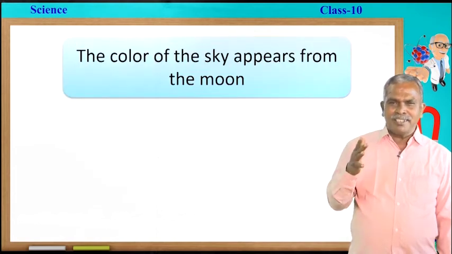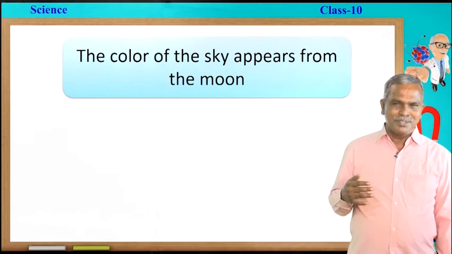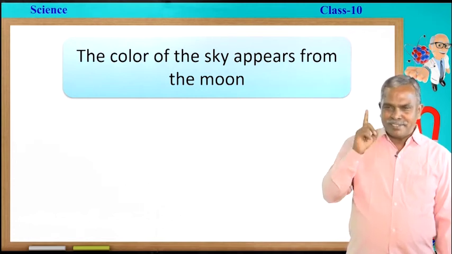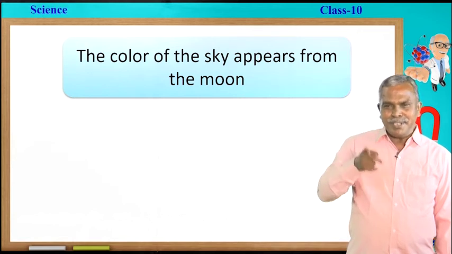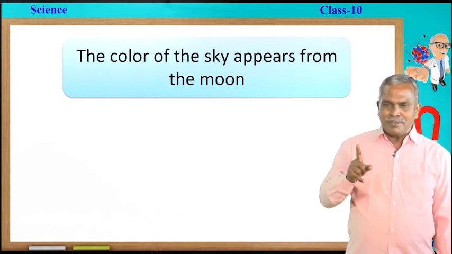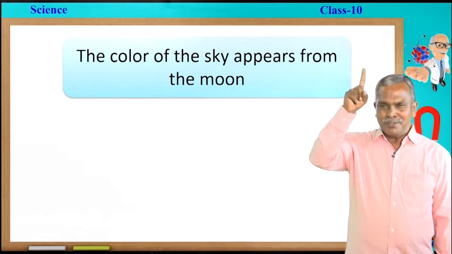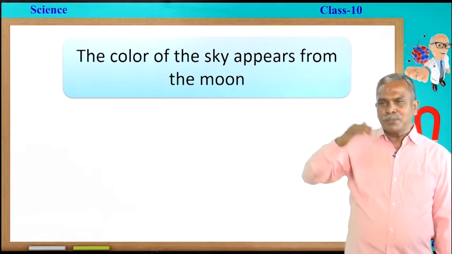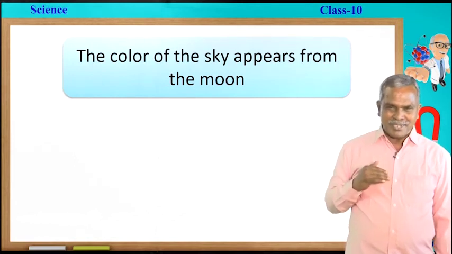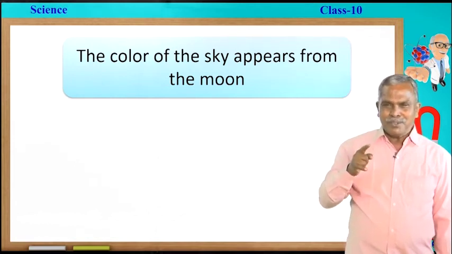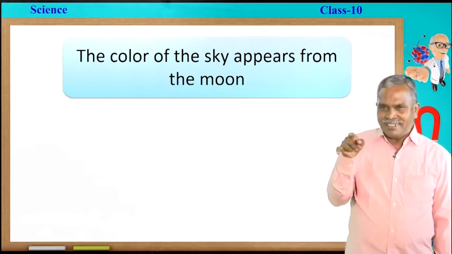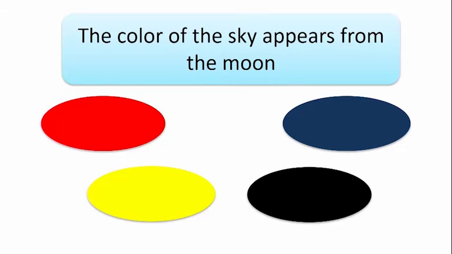The color of the sky as seen from the moon. So, once again I am going to say, the color of the sky is blue only on the earth. Suppose you get a chance to go to the moon, which is almost 4 lakh kilometer away from us. If you go to the moon, what is the color of the sky? Is it red? Is it blue? Is it black or anything?